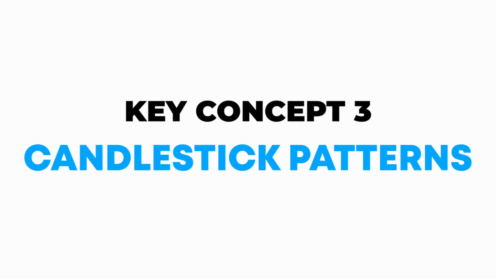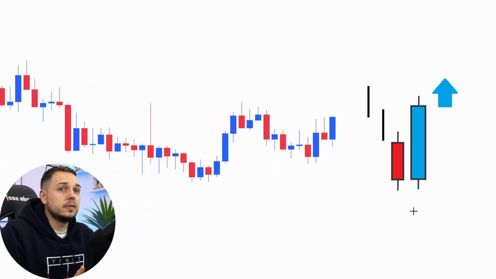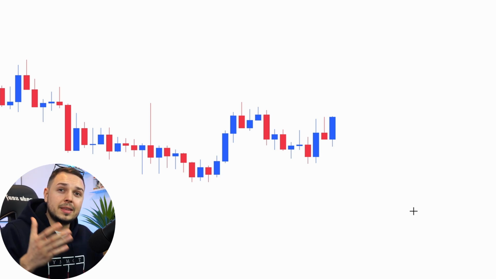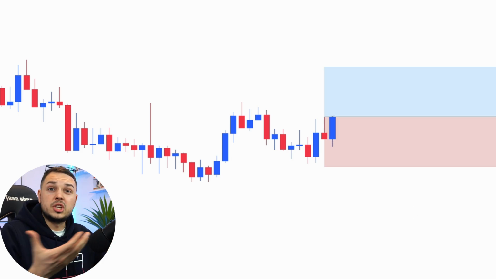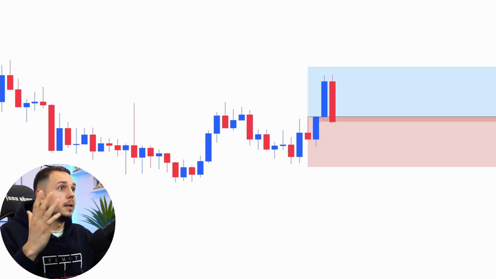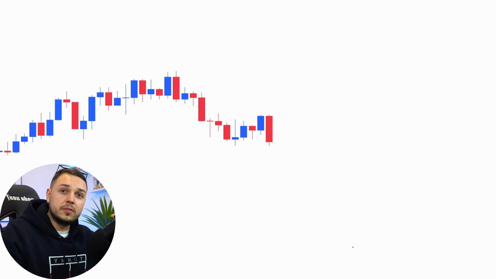So key concept number 3 is candlestick patterns. So let's start with my favorite one, the bullish engulfing candlestick. Every time you see the blue candlestick swallowing the red one, it's usually a great candlestick confirmation to enter the trade as a buy. So let's just see what would happen. Buying, and it does go towards the upside, and vice versa for a short trade or a sell trade.